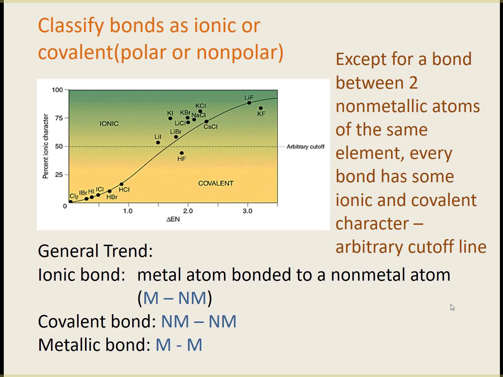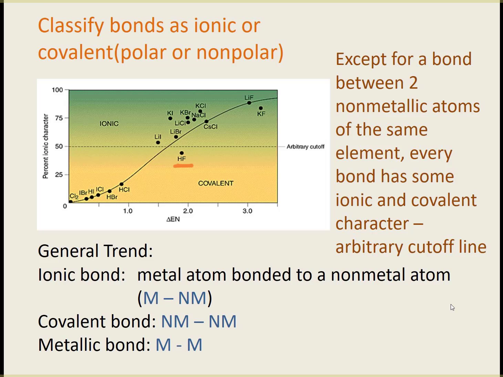Except for a bond between two non-metallic atoms of the same element, every bond has some ionic and covalent character. And there's an arbitrary cutoff line for when we call it covalent or ionic. For example, on this little chart, we have HF right there. Notice it's just barely over the line, so it's classified as covalent, but it has a lot of ionic character because it is so close to that line. What I'm saying here with character is how to describe the bond.